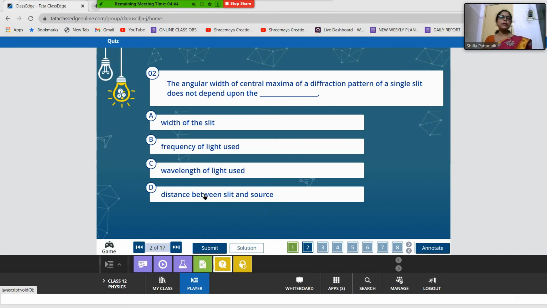In the formula, capital D is there. Angular width formula. Option D. Yes, because the distance between slit and screen is not there. Lambda is there, small d is there. So lambda depends means frequency depends, but it does not depend upon the distance between the slit and the screen.